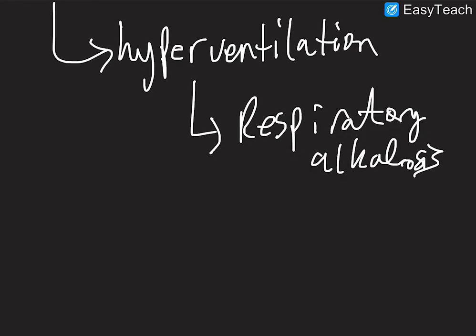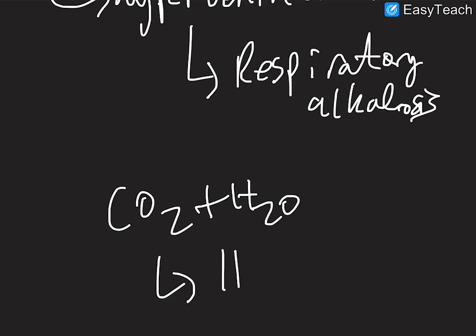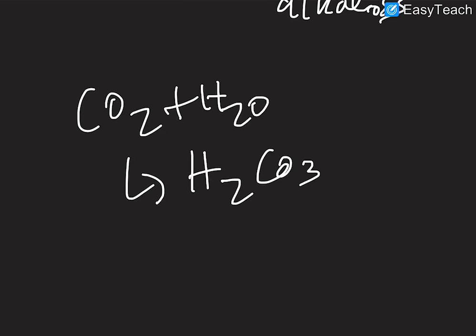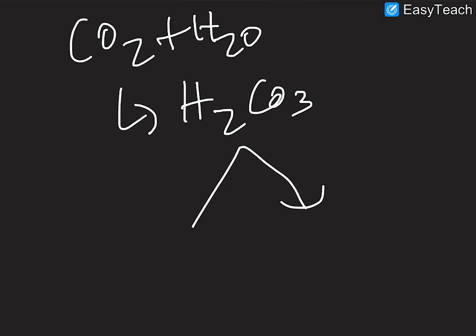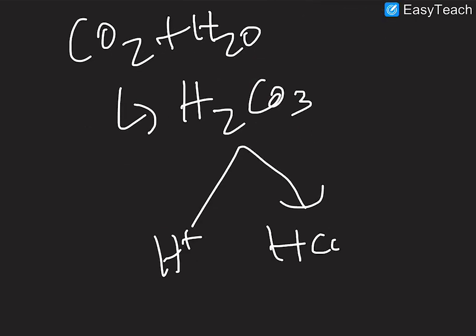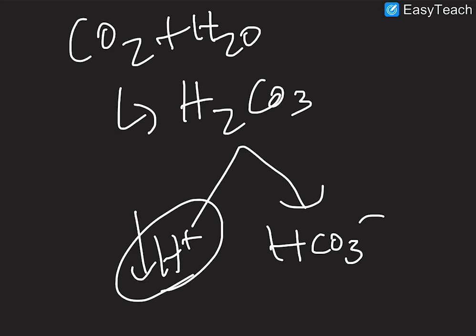Okay, and remember CO2, when it combines with water, it can form carbonic acid. And if carbonic acid dissociates, it can dissociate into hydrogen protons and bicarb. So if you're breathing a lot of CO2 out, you're becoming more alkalotic because technically you're reducing the hydrogen protons, and hydrogen protons are acidotic in nature. Okay, so that's why this can lead to respiratory alkalosis.